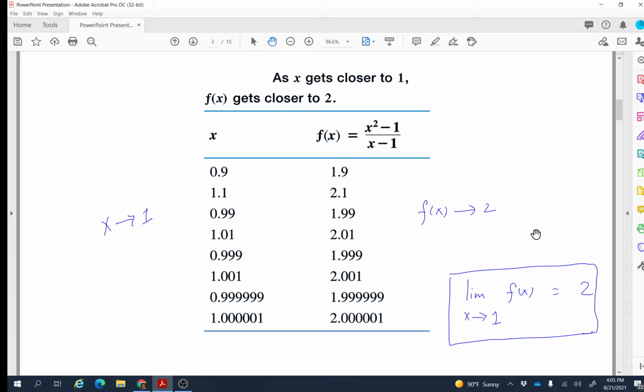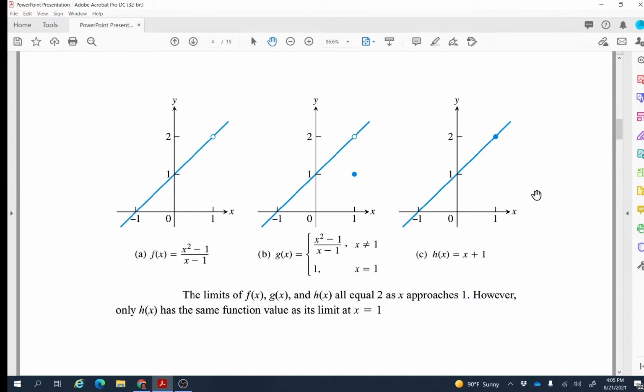Okay, so that's one simple example of a limit of a function. The limit of a function is an approximation of the value of the function when x approaches some specific value, where most of the time the value of the function is undefined, or we don't know what the value of the function is. Okay, so let's look at three different graphs here.